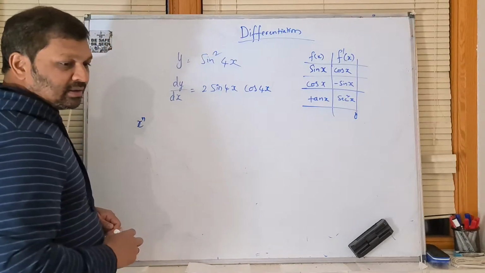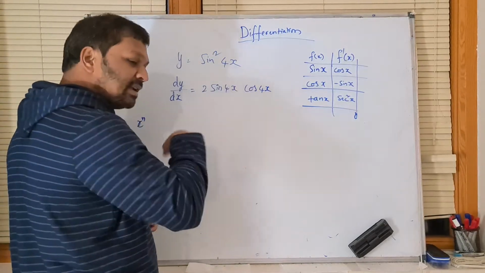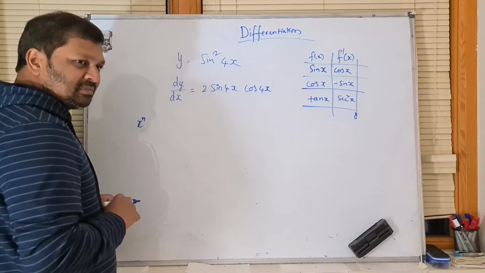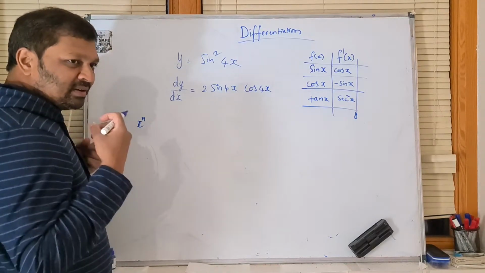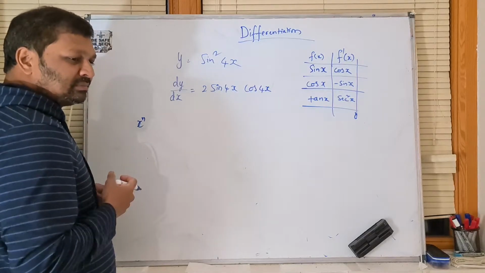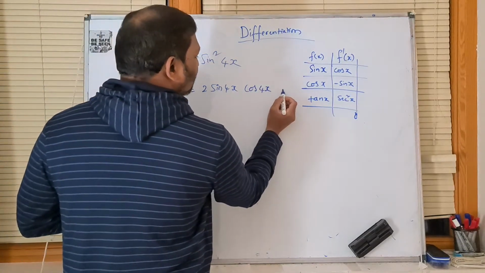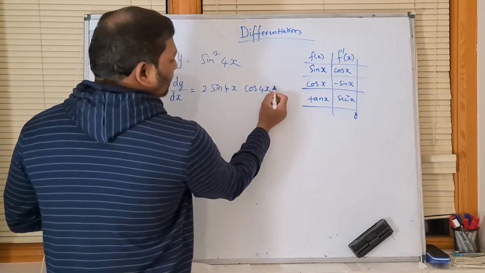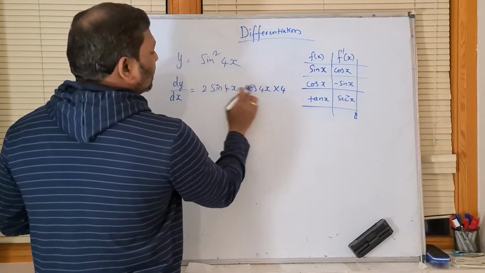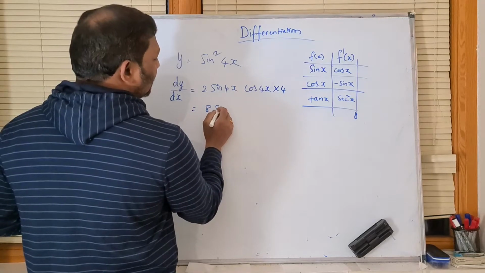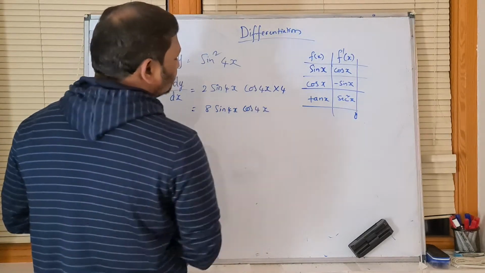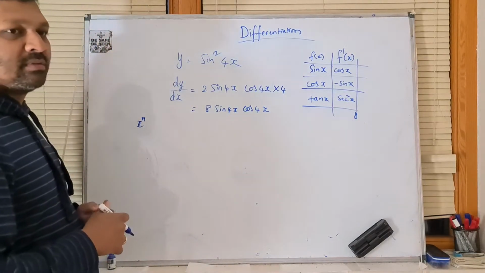No, it's not done yet. Again 4x is there. You differentiate it again. See how lovely these sums are. Again there is 4x, it's 4, into 4. If you want, you can multiply this here. 4 twos are 8. 8 sin 4x cos 4x. See how nice it is?